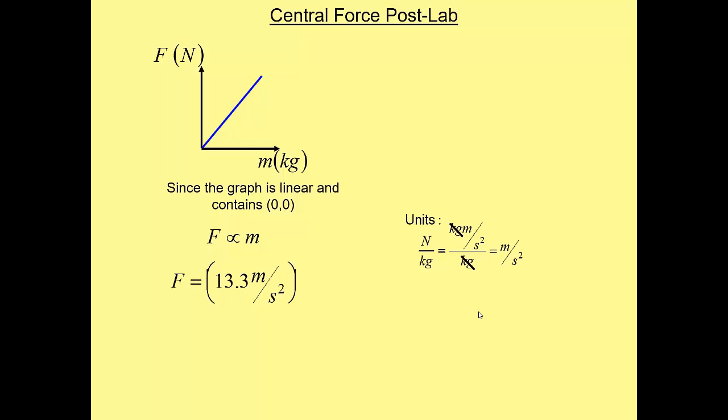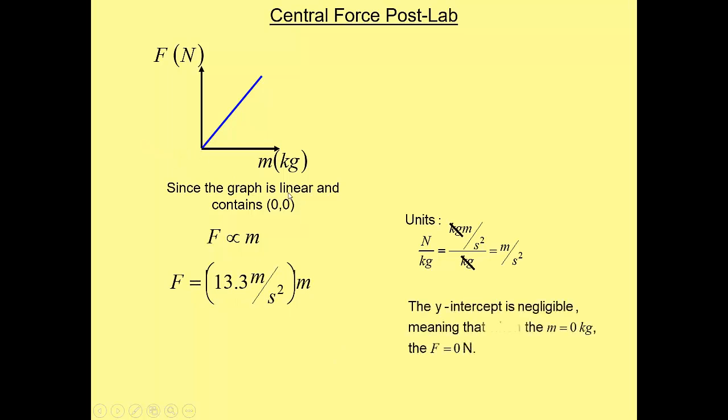Now, those units I hope look familiar to you. Those are units of acceleration. So it looks like the slope of this graph has something to do with the acceleration. The x variable is the mass. The y-intercept should be 0, which means if there's no mass, there's no force. Kind of makes sense. If there's no mass, there's no object, so you don't need a force.